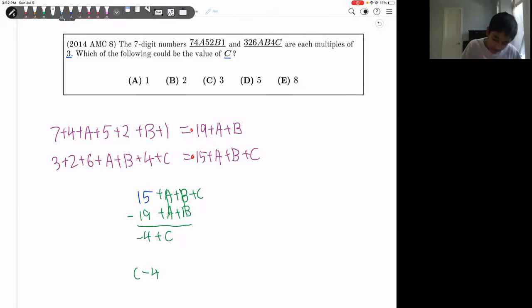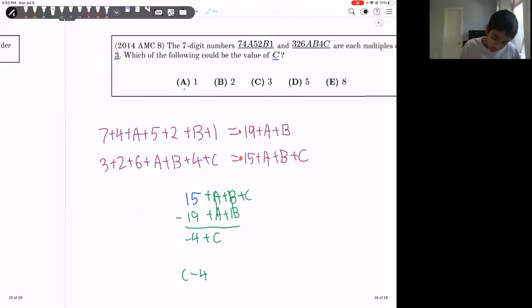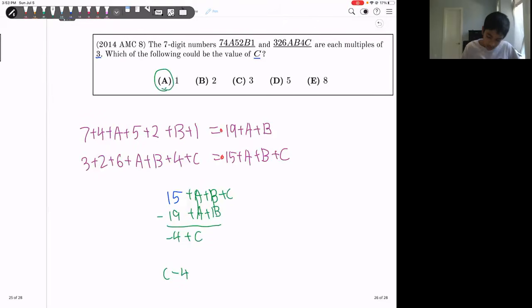Now we have option choices, so let's just test them out and see which one will work. Basically we must have C minus 4 be a multiple of 3. We can test them all out and find that the only one that actually results in it being a multiple of 3 is 1. So therefore our answer is A. Basically we have to find a number C that has the same remainder when 4 is divided by 3, and that's 1. So that's the answer for this problem.